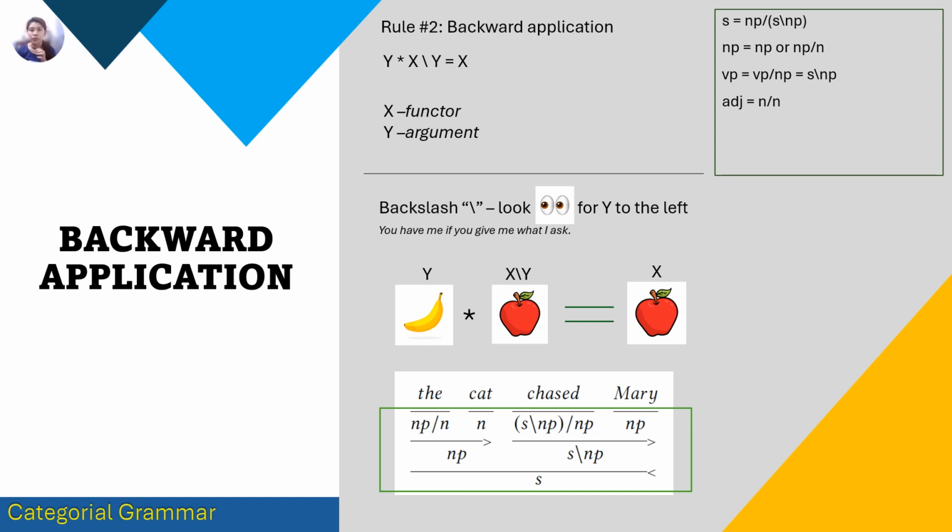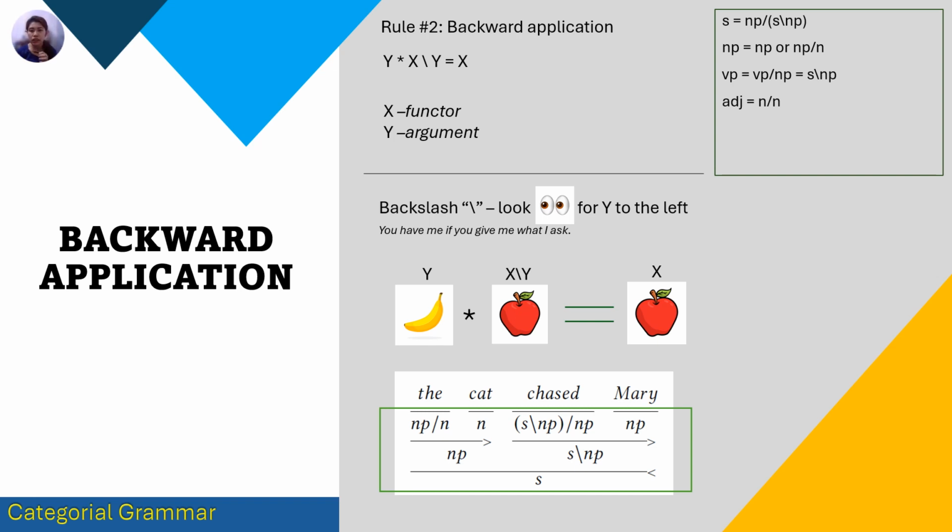Let's have this example. The cat chased Mary. Can you still remember why our determiner the is represented by NP forward slash N? That's right, because in order for it to be a complete noun phrase, it needs to have an N beside it, or from the right. So cat is our noun. Chased is represented by a sentence or S that needs an NP from the left and NP from the right. And then we have Mary as our complete noun phrase.